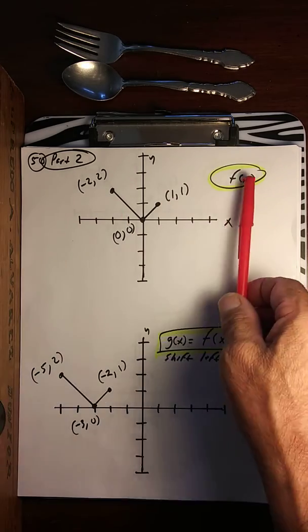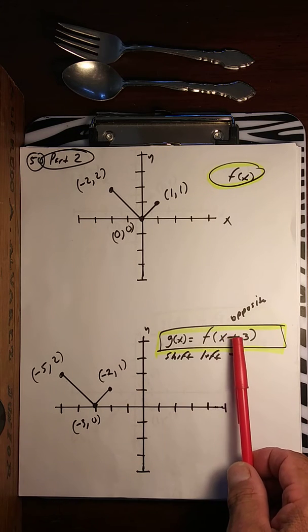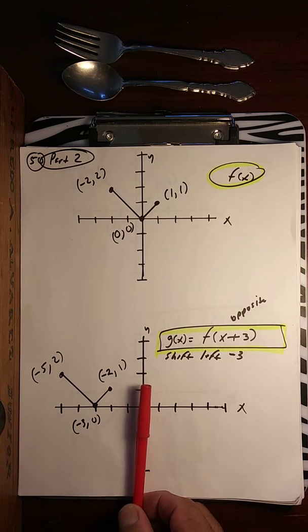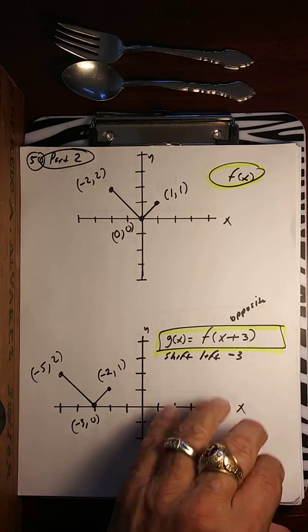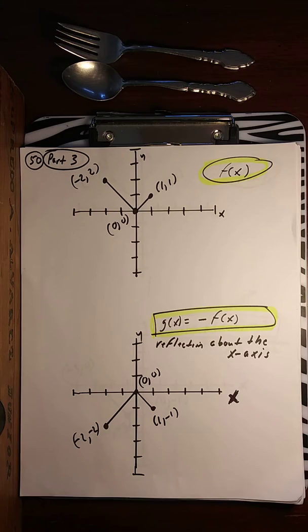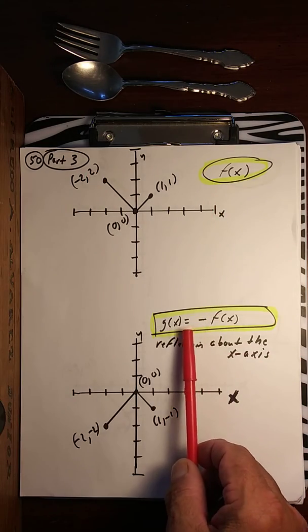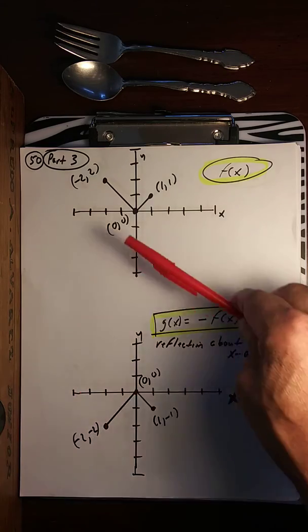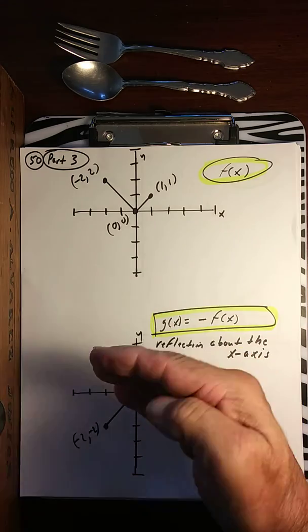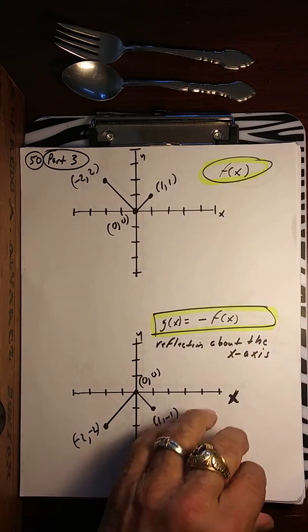There's the original problem, f of x. Next one's f of x plus 3. It does the opposite inside here. So if it says plus 3, it's going to go negative 3. It's going to move the graph over 1, 2, 3 spaces to the left. The original, the new one. F of x, original problem again. G of x equals negative of f of x. Reflection about the x-axis. Here's the x-axis, so it's just going to rotate around this right here, like that. Or about the x-axis.